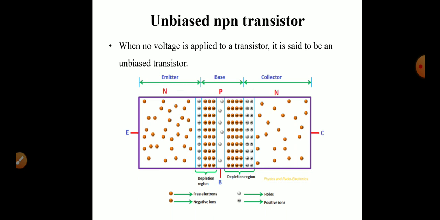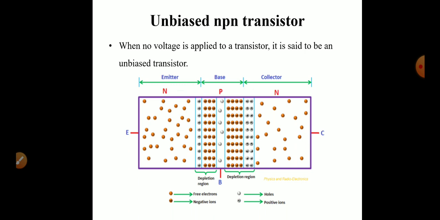We discussed all these things in the PN junction diode, and here the working is similar. After forming the depletion region, the movement of charge carriers stops. And in the unbiased transistor, the depletion region in the emitter base region is very small compared to the depletion region in the base collector region.